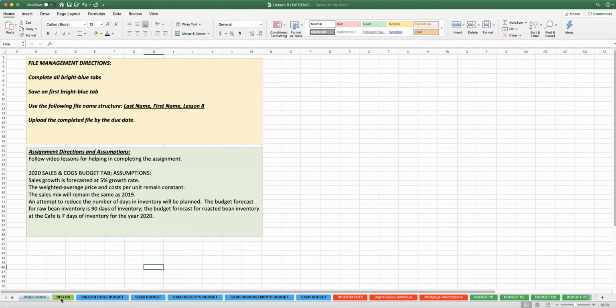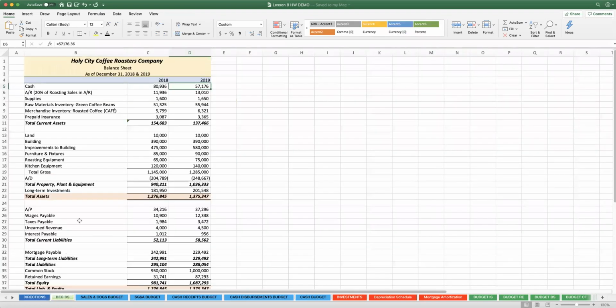Okay. This light green tab here is a beginning balance sheet. We won't need it for this particular budget, but you will need that tab periodically as you go through these budgets. So we'll deal with this tab later, but it is important to have it at the front because it's really the starting point that we have to build for 2020. These are the beginning balances for 2020 in each one of the accounts.